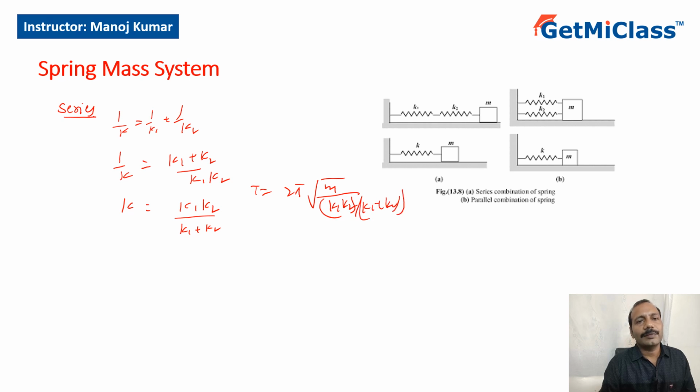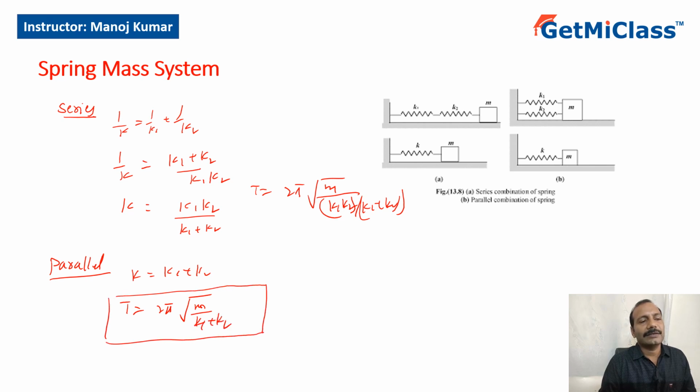Similarly, for K1, K2 in parallel, we know that the effective spring constant is K = K1 + K2. So then it is pretty simple: T = 2π√(m/(K1 + K2)). So if we have combinations of springs, then the time period would be equal to 2π√(m/K), where K is the effective spring constant of the combination. So in this way we can find the time period of a spring mass system.